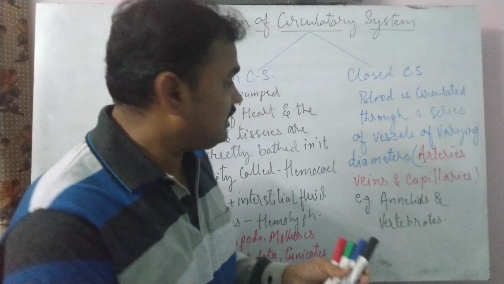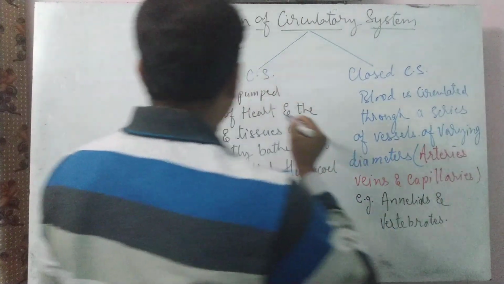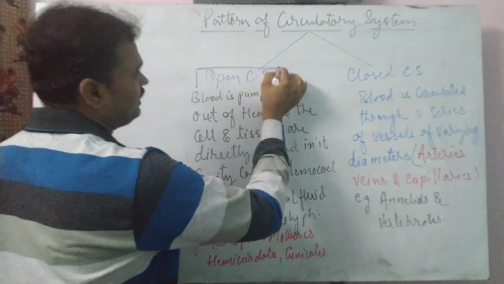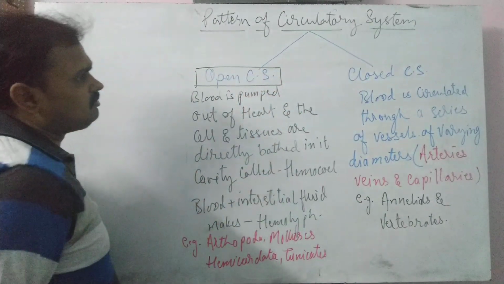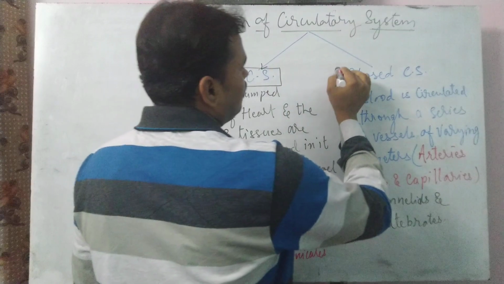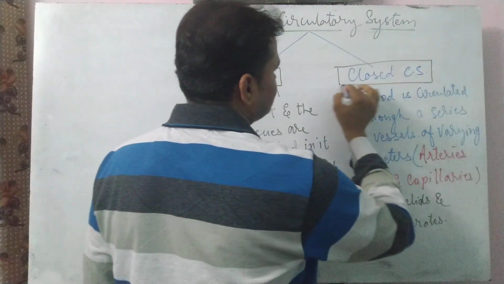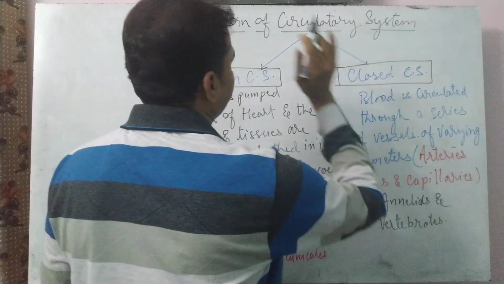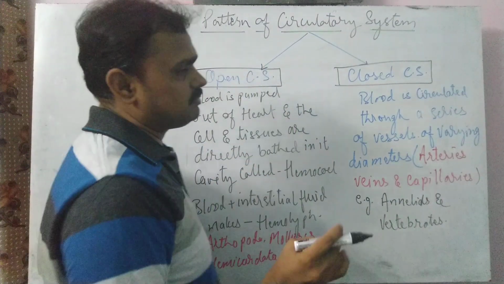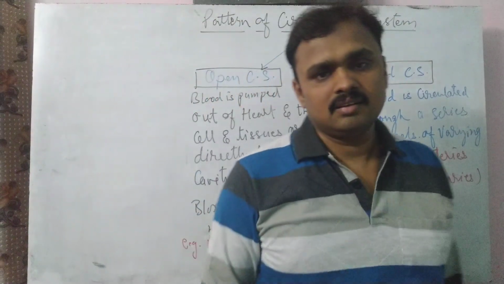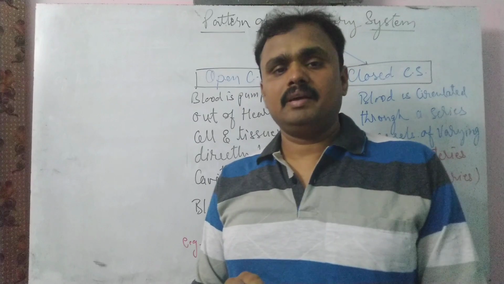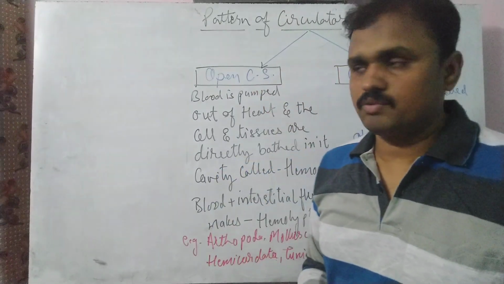We have divided them into two: one is the open circulatory system, and second is the closed circulatory system. Now let us understand what it means by the open and what it means by the closed circulatory system.